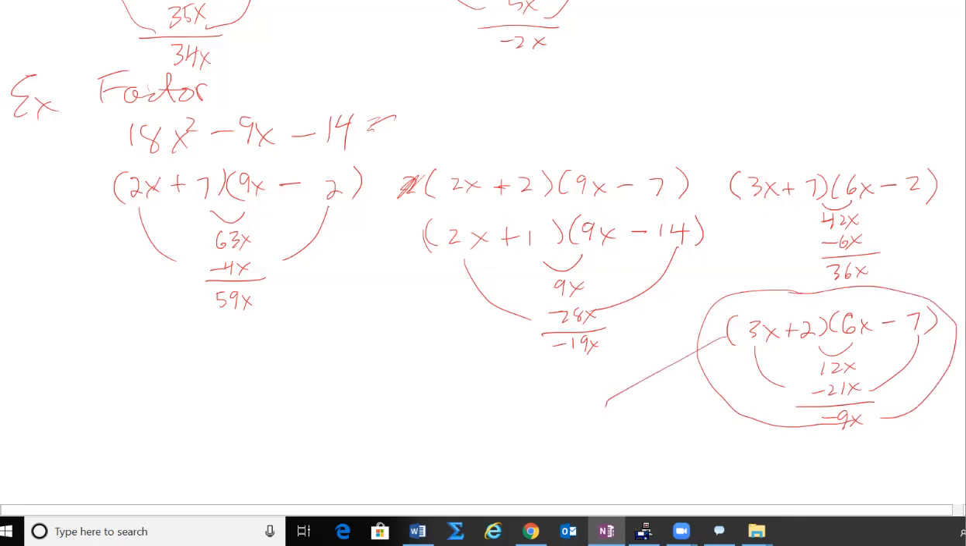So this is the answer you would state. This is the factored form. Okay, that is your solution. That does the job. It took us a few tries to get it.